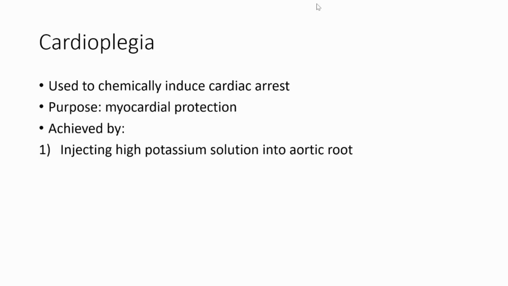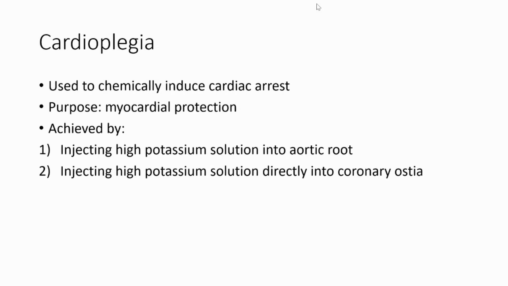And now finally, we have cardioplegia. Now, cardioplegia is the administration of high potassium solution. We are trying to essentially stun the heart. We're trying to chemically induce cardiac arrest. The purpose of chemically inducing cardiac arrest is to, of course, stop the heart contracting and therefore to minimize the oxygen requirements of the heart.